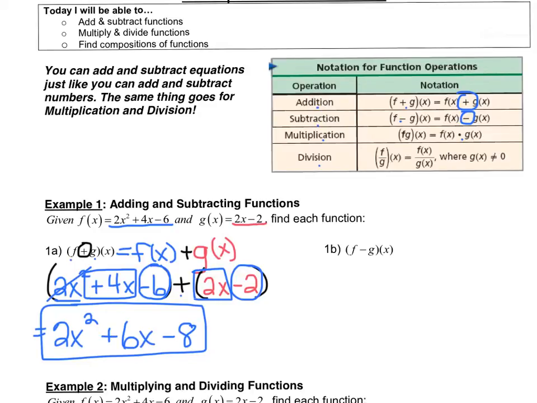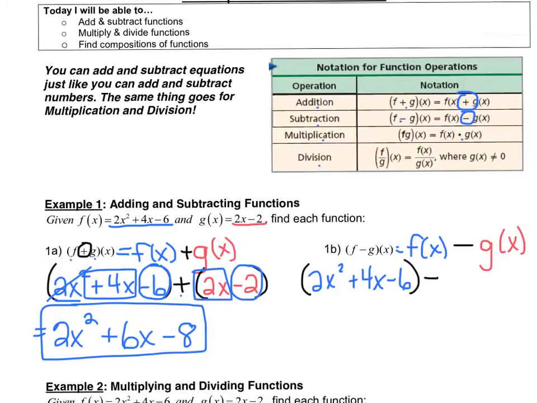Alright, same thing. But now, instead of adding the functions, we are going to subtract them. So we're going to take the f of x function. We're going to subtract from it the g of x function. So I'll have, in parentheses, the blue one, 2x squared plus 4x minus 6. And I'm going to subtract from it, in parentheses, the red one, the g of x, 2x minus 2.